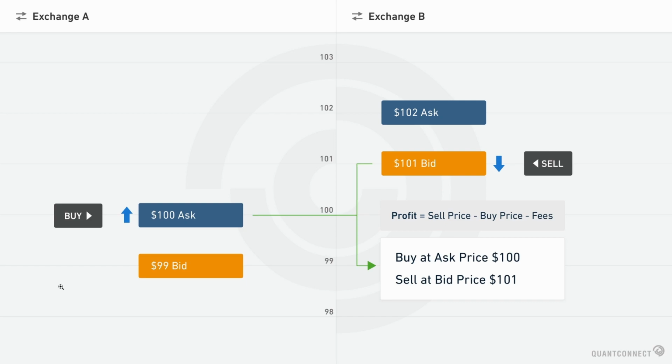These occur when the asking price of a security on one exchange is lower than the bidding price of the same security on a different exchange. In these situations, traders can buy on the underpriced exchange and sell on the overpriced exchange for a relatively risk-free profit. Let's jump over to the IDE to see how we can implement this.